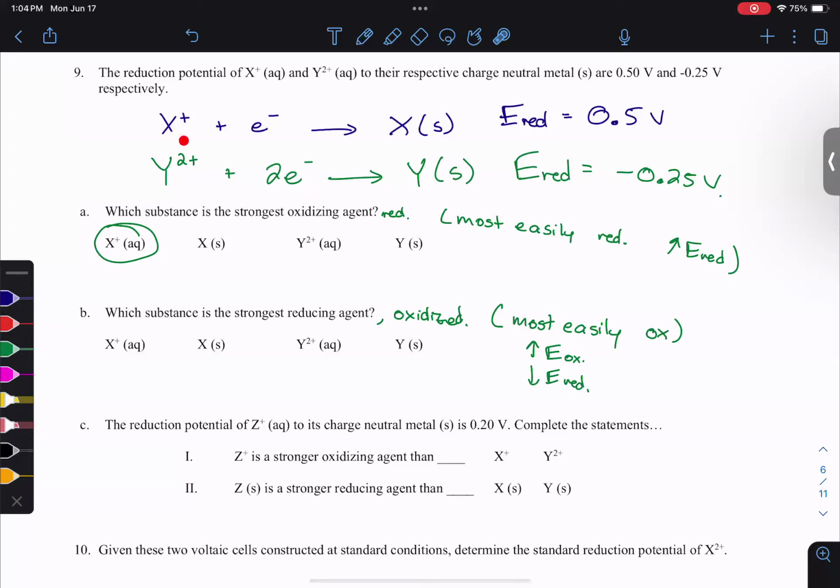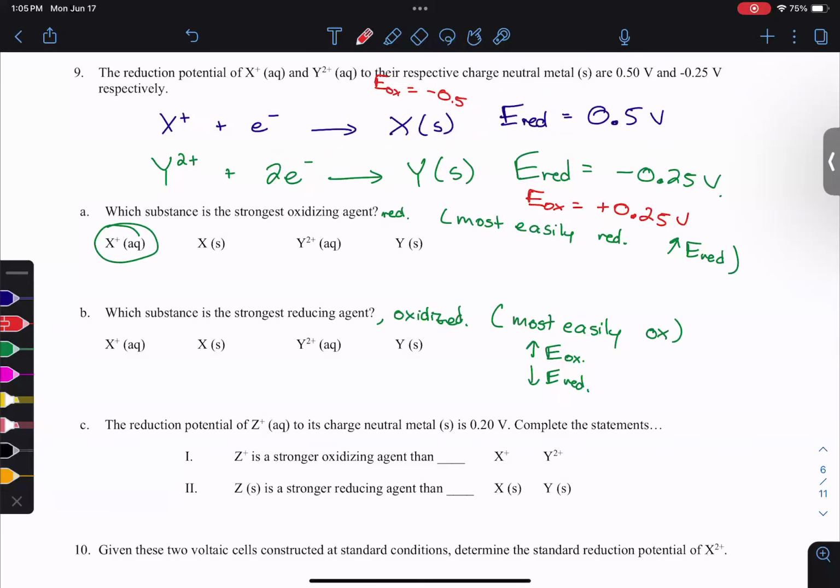Here we see X plus really great at being reduced. But X, is that good at being oxidized? No, its oxidation potential is going to be negative 0.5. X is really poor at being oxidized, okay? Versus, let's think about this, Y2 plus, not very great at being reduced because it's negative. So if you reverse the reaction, Y solid is actually going to be really good at being oxidized because once you flip this reaction, its oxidation potential becomes positive 0.25 volts.